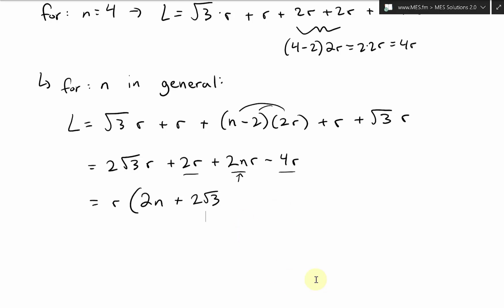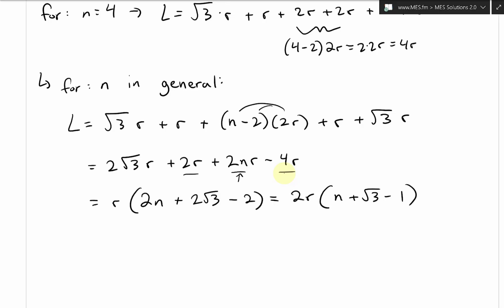And then this one here, combining these two, these would be negative 2r. I mean, it will be factor out the r. So negative r, negative 2, like that. And now this equals 2, factor out the 2 now. So 2r times n plus square root 3 minus 1, like that. And now this whole thing equals L. Remember, this whole thing was just our length L.